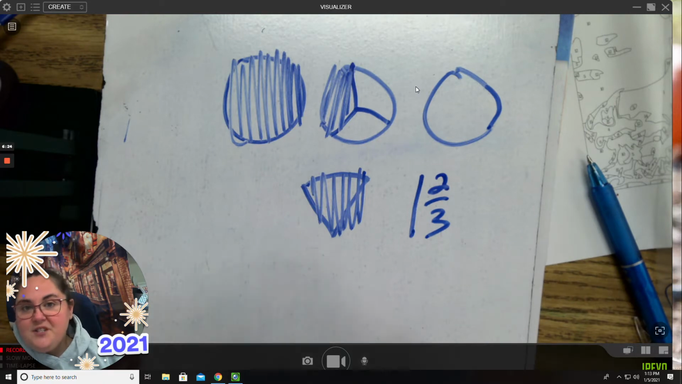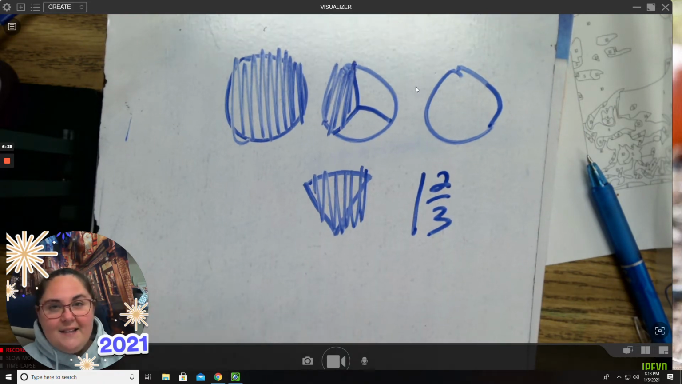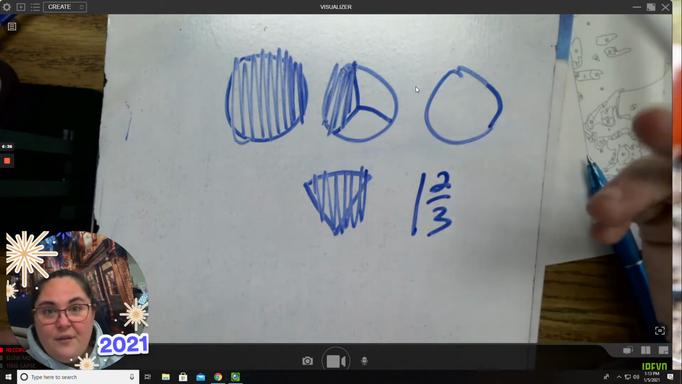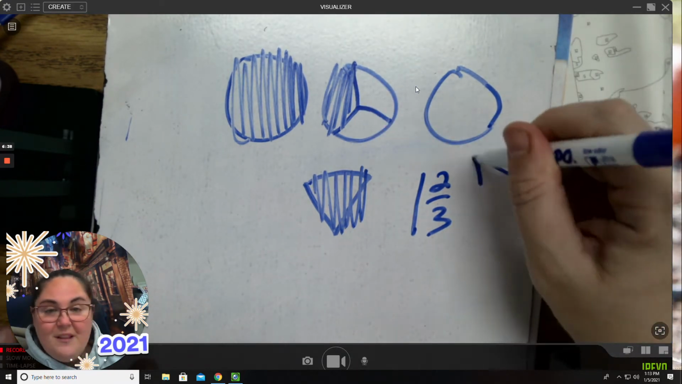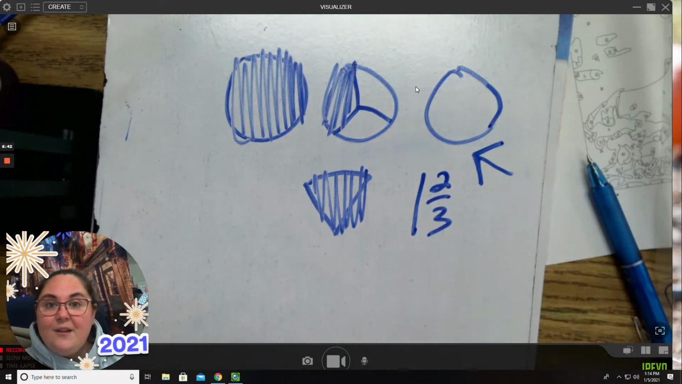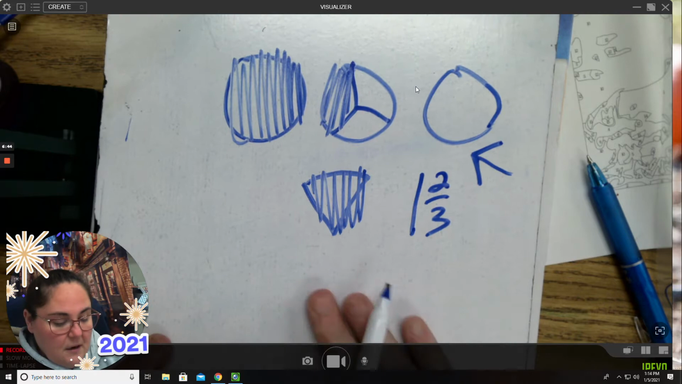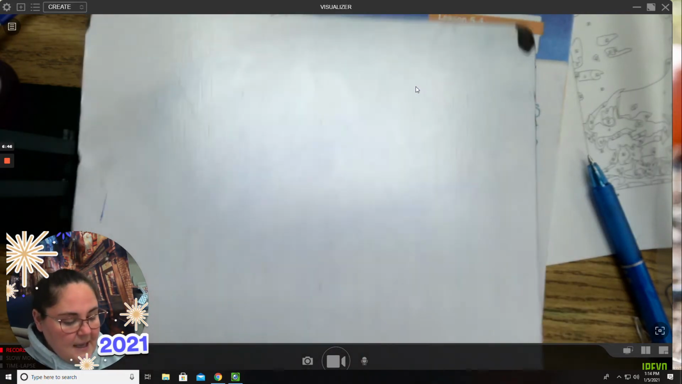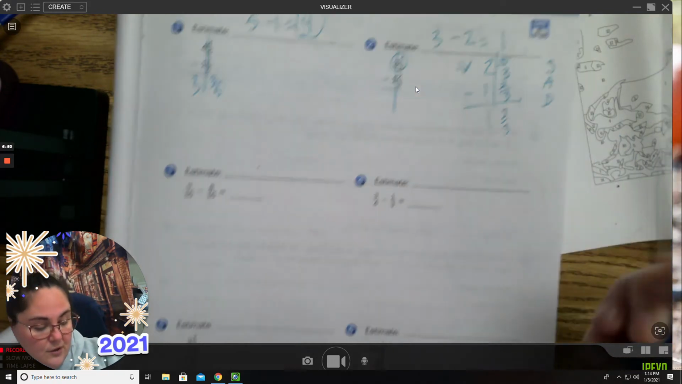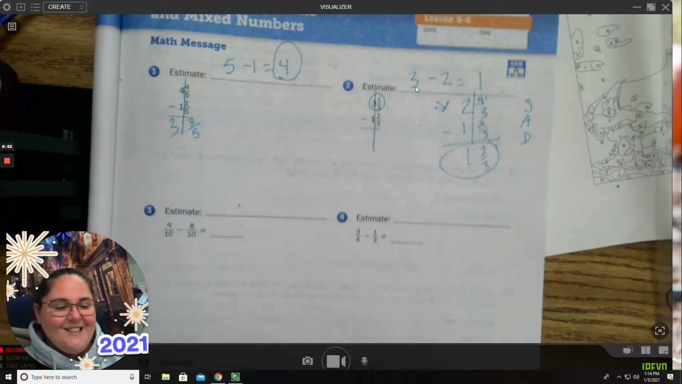Using the picture method is probably one of my favorite ways to do this, just because, again, it's a visual way to see the problem, and it's a good way to visualize and understand what is happening. Okay, you do have to borrow, you have to do a couple of other things. So if the picture method works for you, great. If not, you can look at one of these other options. All right, let's look at the next question. So my answer for here we said was 1 and 2/3. Let's look at this next one.